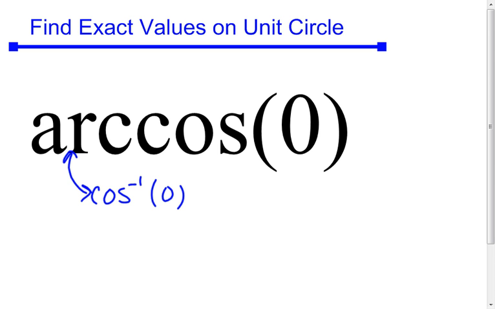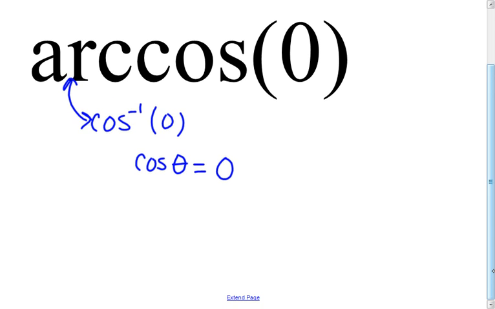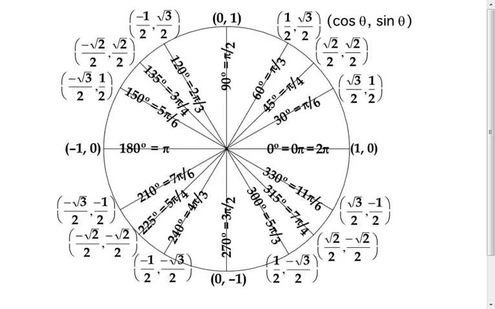And again, both of these mean this. Cosine at some spot on the unit circle is 0, and you need to figure out what that spot is, or all the spots that that happens at. Okay, so cosine at some spot is 0, and your job is to figure out what this spot is. Remember that cosine is your x value when you're looking at the unit circle, so you need to figure out where your x value or your cosine value is 0.